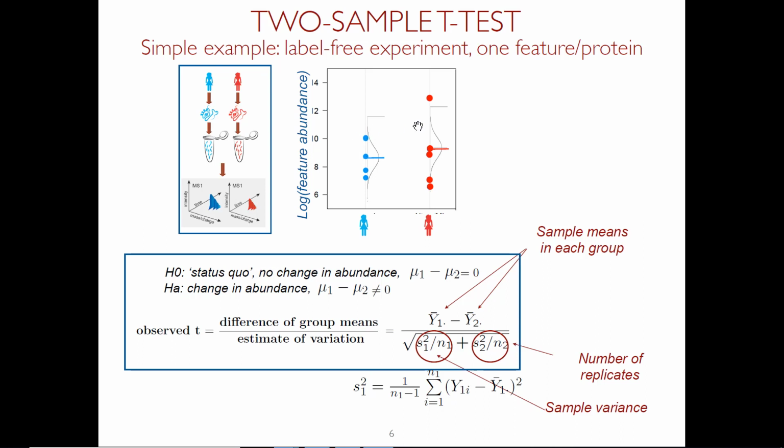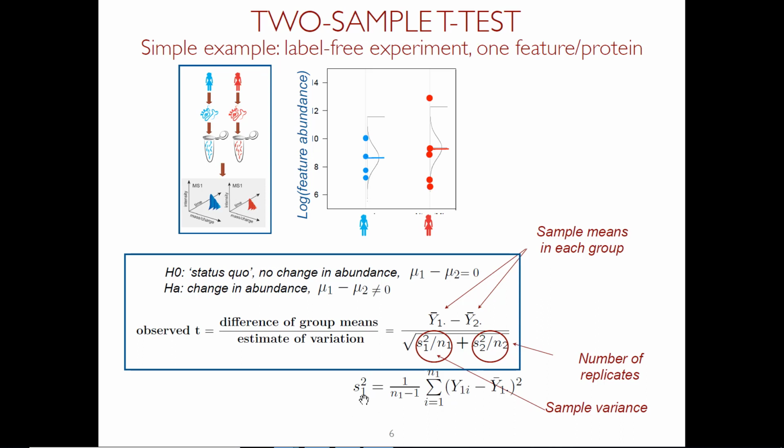The signal here is, as we already described, the difference between the means on the log scale, and the denominator here is our noise. So we are building the signal-to-noise ratio, and we will be using it to distinguish signal from noise, right? So now, how do we do it? There are multiple formulas here, so let's parse it a little bit.